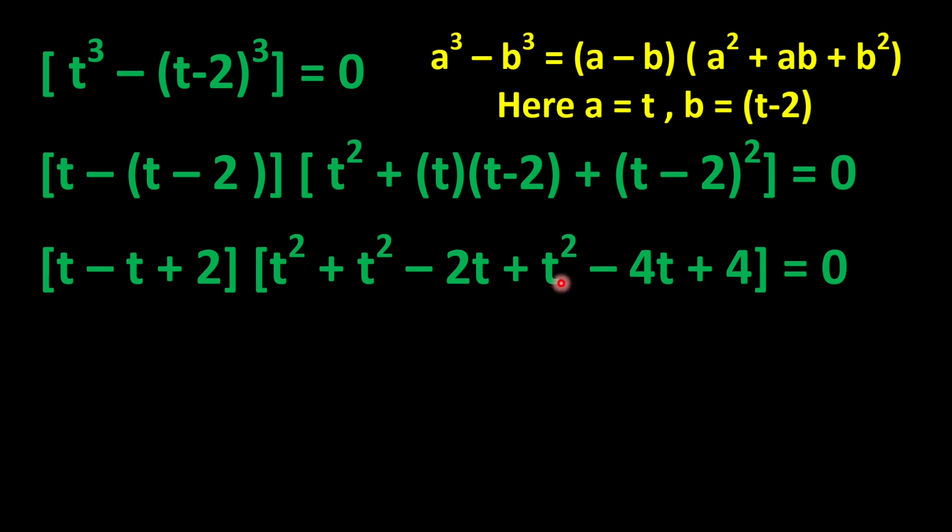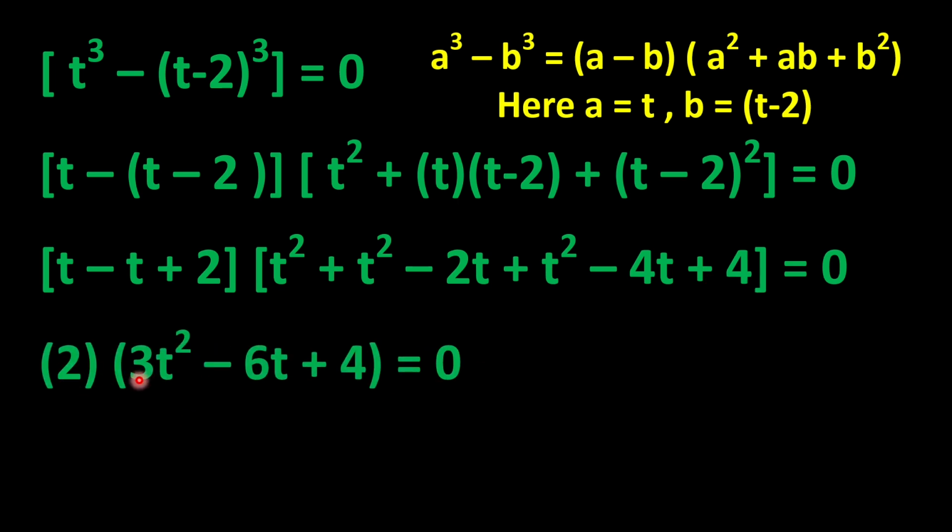So (a minus b) whole square equal to a square minus 2ab plus b square. So overall this will become t square minus 4t. Why? Because of 2ab, so 2 times 2 is 4 and t, and b square, 2 square equal to 4, which is equal to 0. Now here this t will cancel this t, so 2 will remain over here, and t square plus t square plus t square will become 3t square, and minus 2t and minus 4t will become minus 6t and plus 4. So overall this equation will become 2 into (3t square minus 6t plus 4) equal to 0.